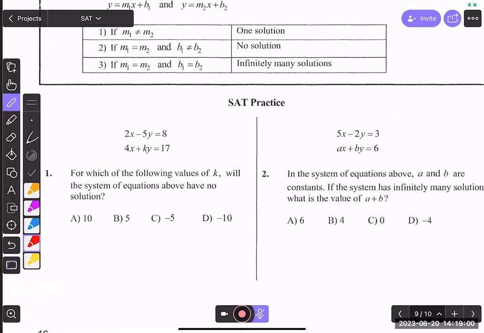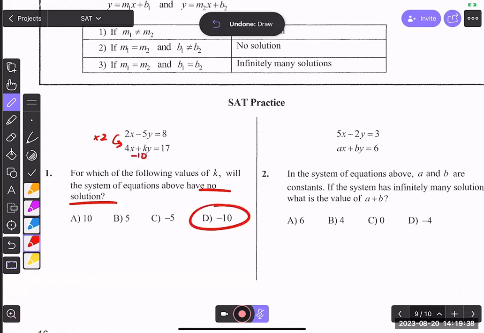So let's look at this example in problem number one. For which of the following values of k will the system of equations above have no solution? So if we're looking for no solution, we're looking for the coefficient of x and coefficient of y to have the same consistent ratio. What does that mean? Look from the top equation to the second one. My coefficients of x, one of them is 2, the other is 4. What has happened between these two equations? I multiplied by 2. So just keep that going. Instead of negative 5, multiply by 2, you get negative 10. So the answer here is negative 10, simple as that.